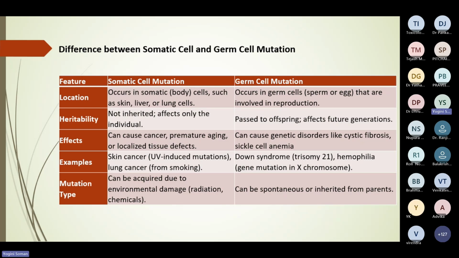The effect of somatic cell mutations is that they can cause cancer or premature aging or localized tissue defects. And germ cell mutation can cause genetic disorders like cystic fibrosis or sickle cell anemia. Examples, skin cancer due to UV radiation or lung cancer due to smoking. Those are restricted to that individual, so those are somatic cell mutations. And Down syndrome or hemophilia, those are passed to the offspring from the parent. So these are germ cell mutations. Somatic cell mutation can be acquired due to environmental damage, that is radiation or chemicals. But germ cell mutation can be spontaneous or mostly inherited from the parents.